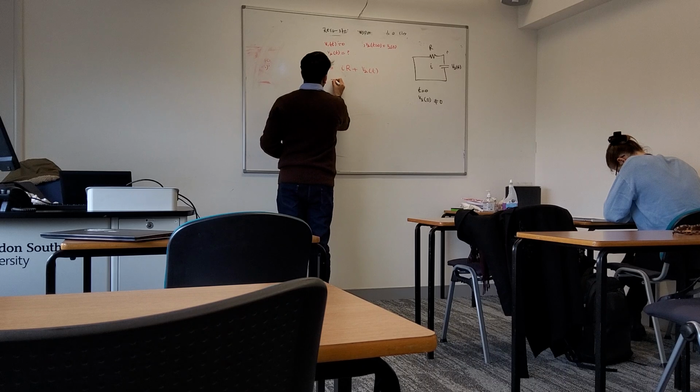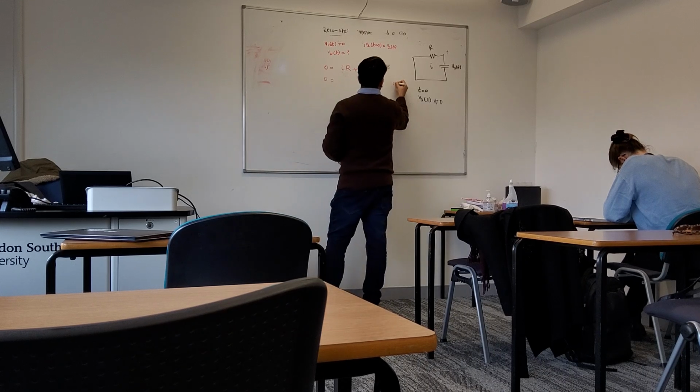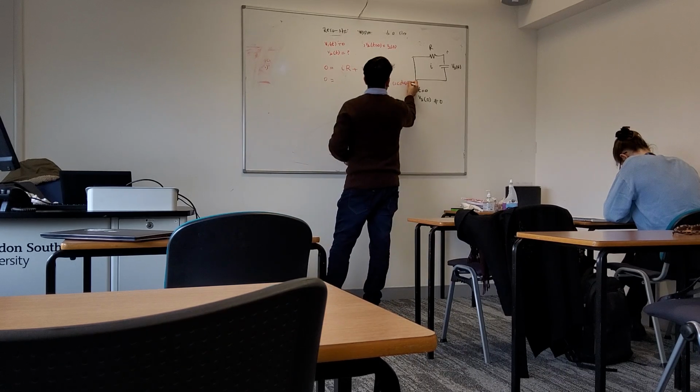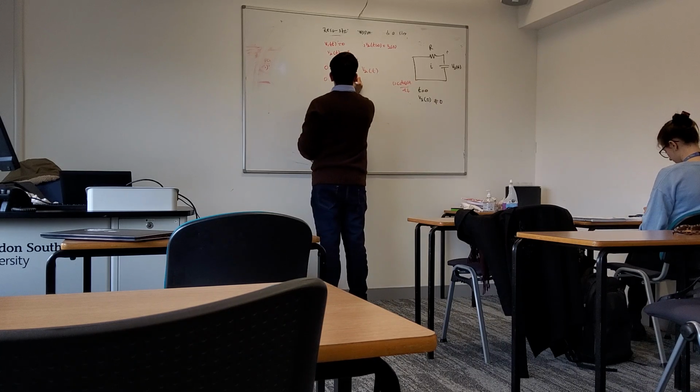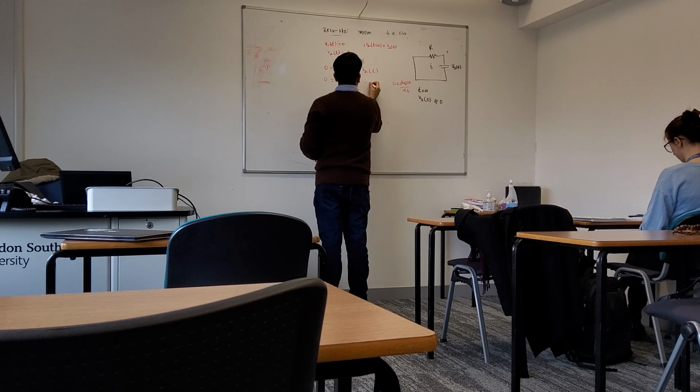If I go further, I know I is equal to C dV2 by dt. So I can write CR dV2 by dt plus V2.